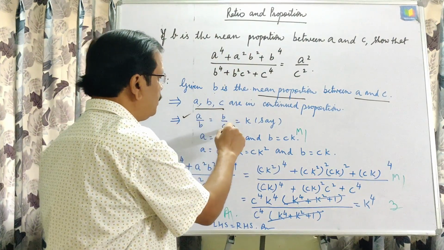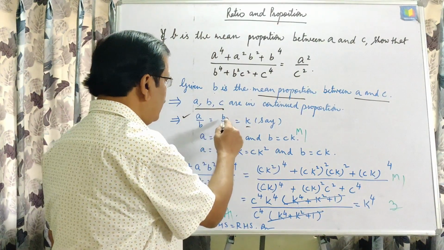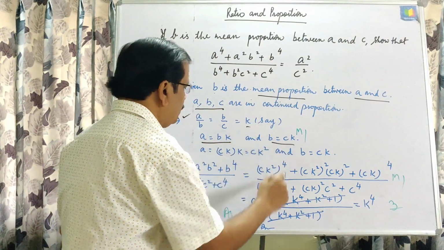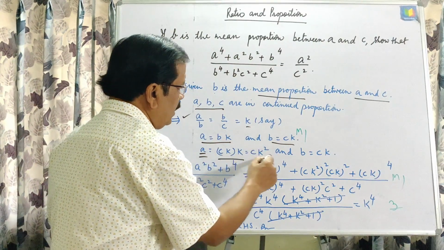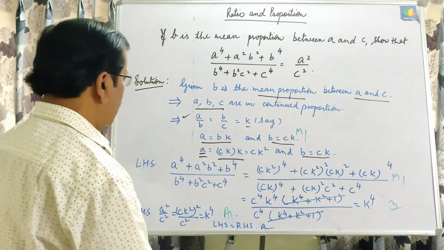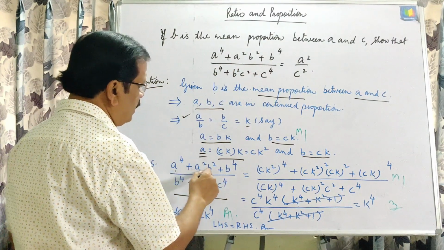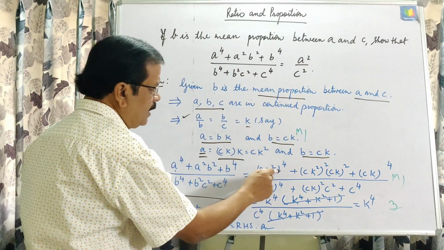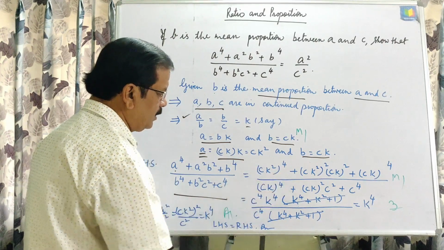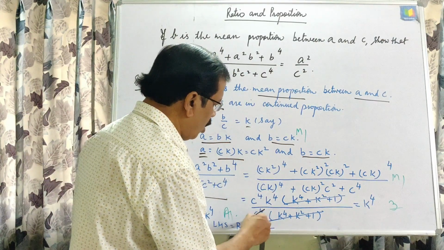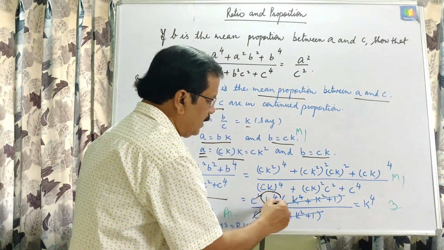A upon B is equal to B upon C. Let this value be equal to a constant k. So A is equal to Bk and B is equal to Ck. And we can find the value of A in terms of C and k, and B in terms of C and k. Then taking the left hand side and writing the values of A, B in terms of C and k, we can see C to the power 4 and k to the power 4 common in the numerator, and C to the power 4 common in the denominator. This is cancelled and we get k to the power 4.